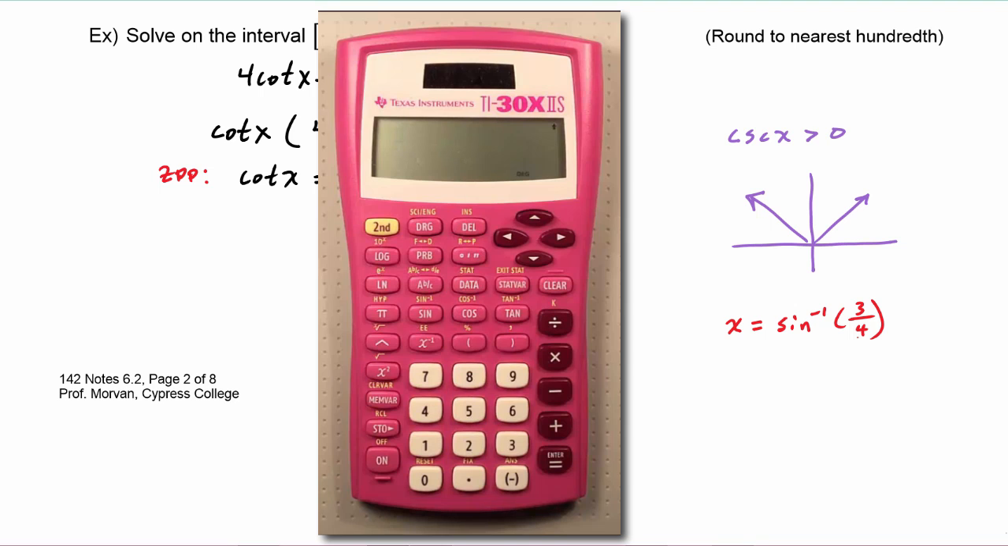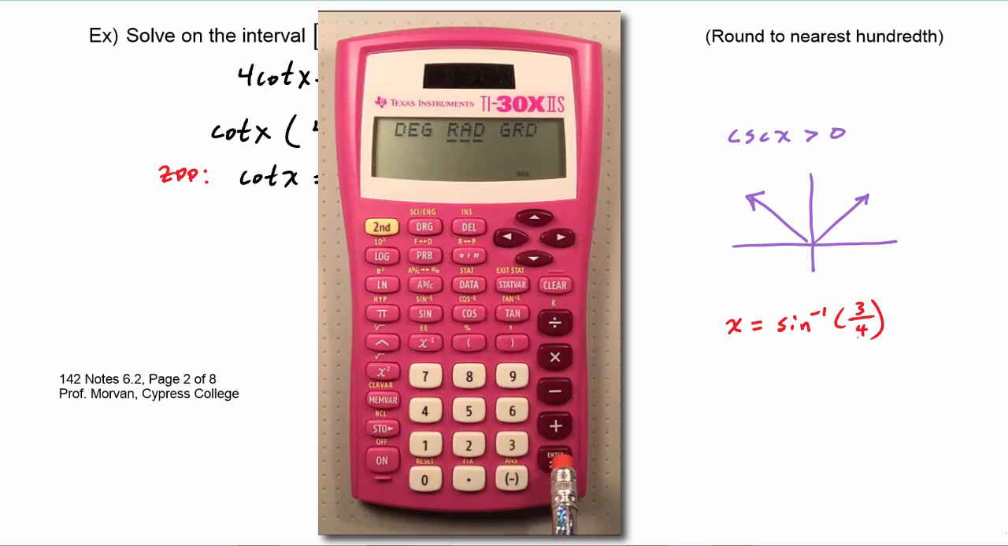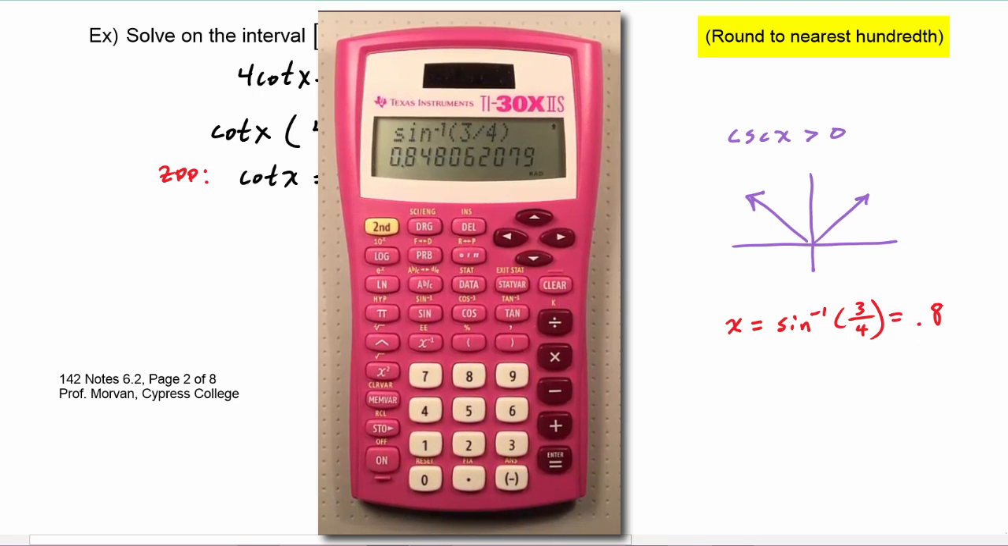So now we need our calculators. First, we see we need to be in radian mode, so we hit the DRG button, cursor under the radian, and hit enter. Now we have to find the sine inverse, so we'll do second sine inverse of 3 divided by 4, close the parenthesis, hit enter, and rounding to the hundredths place, we see we're going to get 0.85.